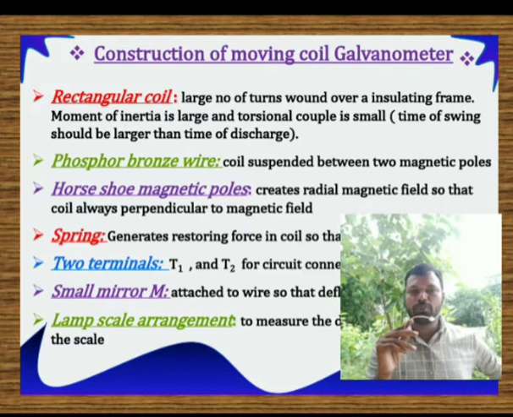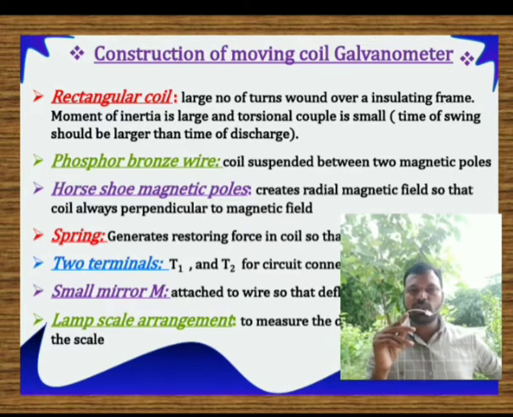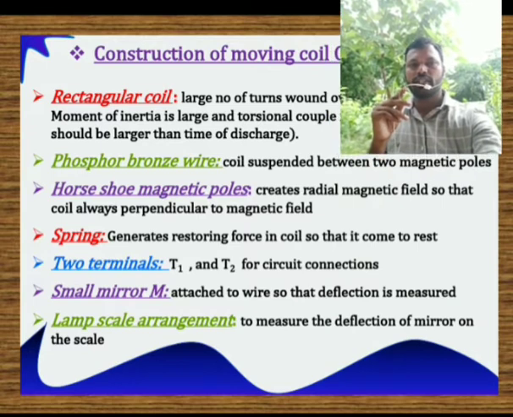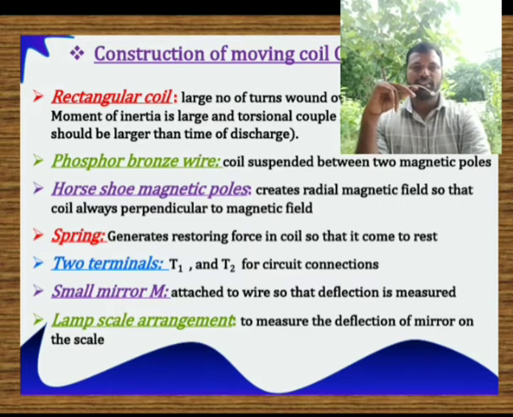We have horseshoe magnetic poles, which are very important. These horseshoe magnetic poles create a radial magnetic field for the rectangular coil. We have a spring connected to the coil to generate the restoring force. We have two terminals, T1 and T2, for circuit connections outside. We have a mirror and lamp scale arrangement, which is used to measure the deflection.